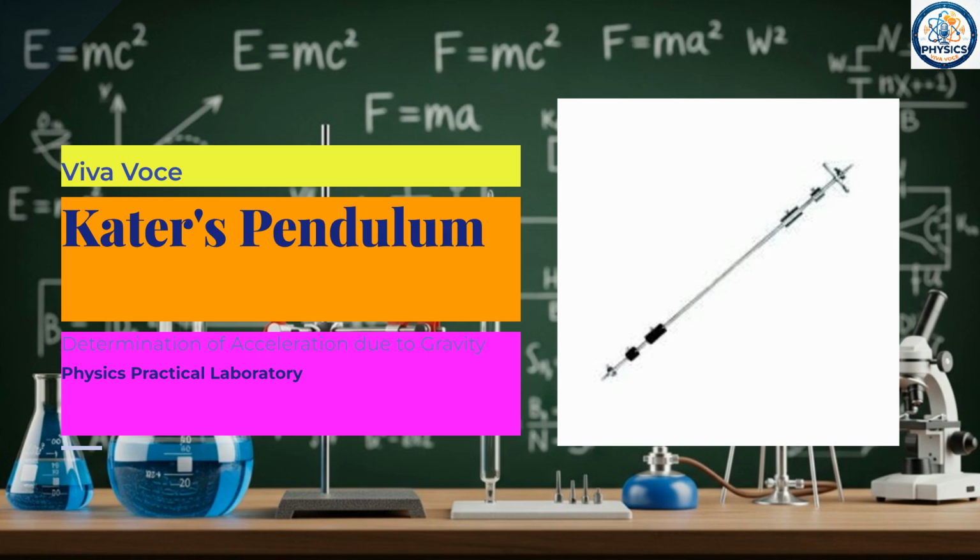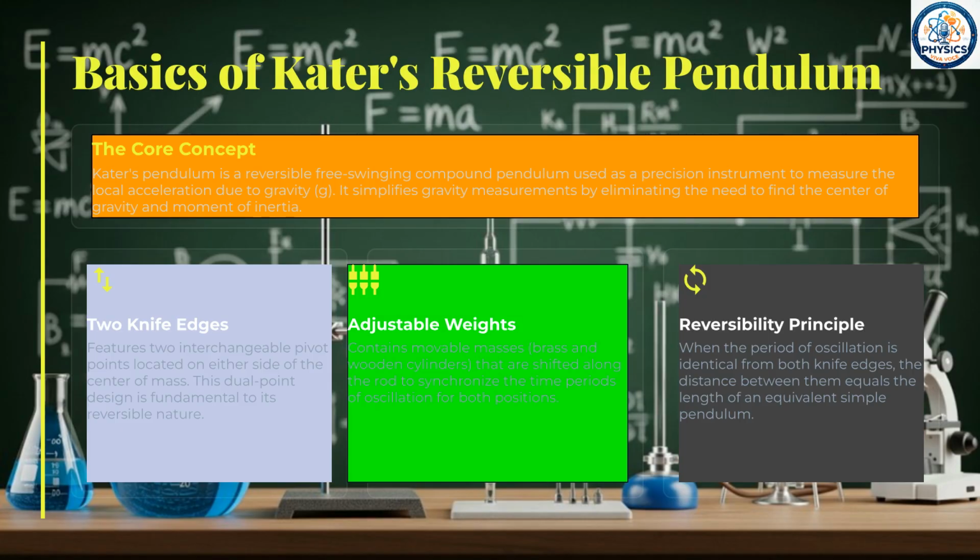Welcome to this video on Cater's pendulum, a key physics practical experiment. We will explore how this compound pendulum is used for the high-precision determination of the acceleration due to gravity, g. The core concept of Cater's pendulum is reversibility. It uses two knife edges and adjustable weights to synchronize the period of oscillation about both points. This eliminates the need to locate the center of gravity.